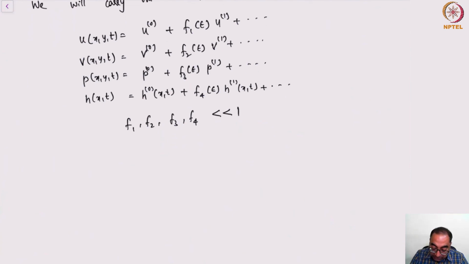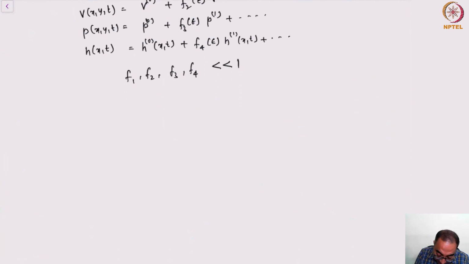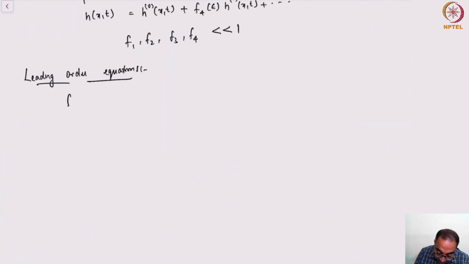So if we substitute these expansions into the governing equations, what we get is the leading order equations. What are the leading order equations? Substitute the above expansions into the above non-dimensional equations.